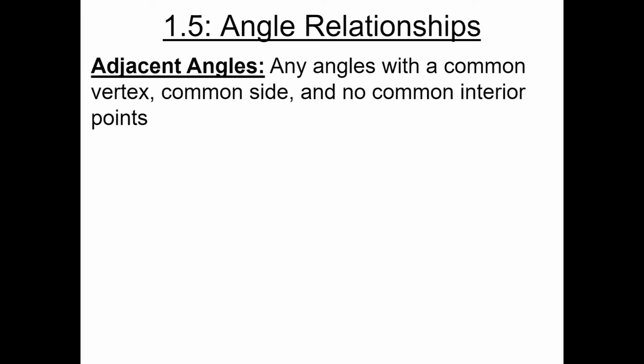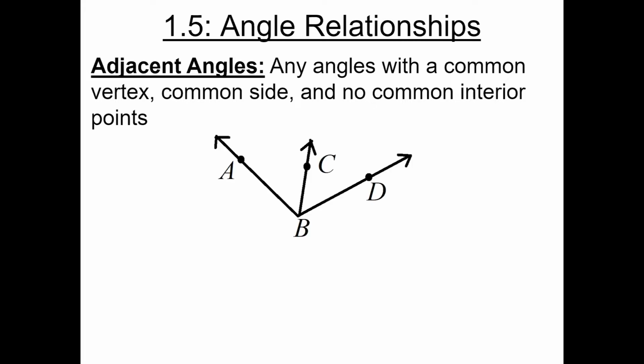So specifically for our angles, that means that they'll have a common vertex, a common side, and no common interior points. So for this first example, angle ABC would be adjacent to angle CBD because they both share vertex B, they both have side BC, and no points inside of ABC are also going to be inside of CBD.